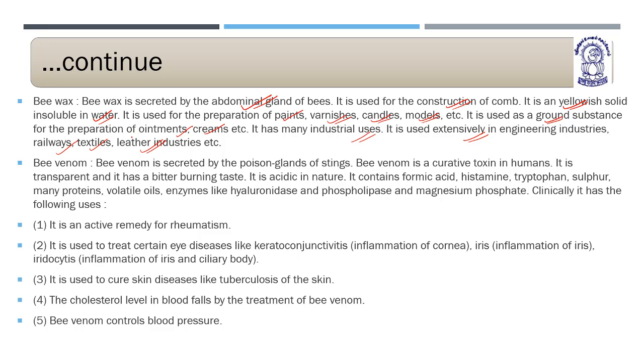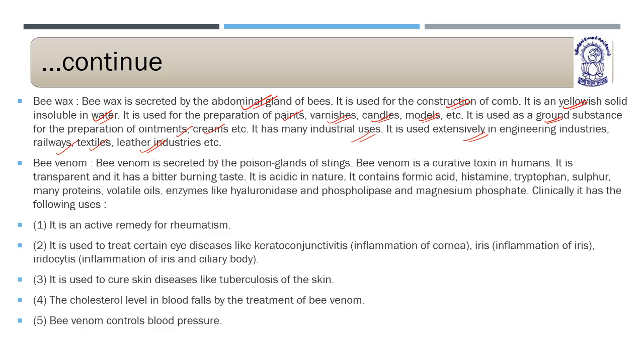It is secreted by the abdominal gland of bees. It is used for the construction of comb. It is a yellowish solid which is insoluble in water. It is used for the preparation of paints, varnishes, candles, models. And it is used as a ground substance for the preparation of ointments and creams. It has many industrial uses.